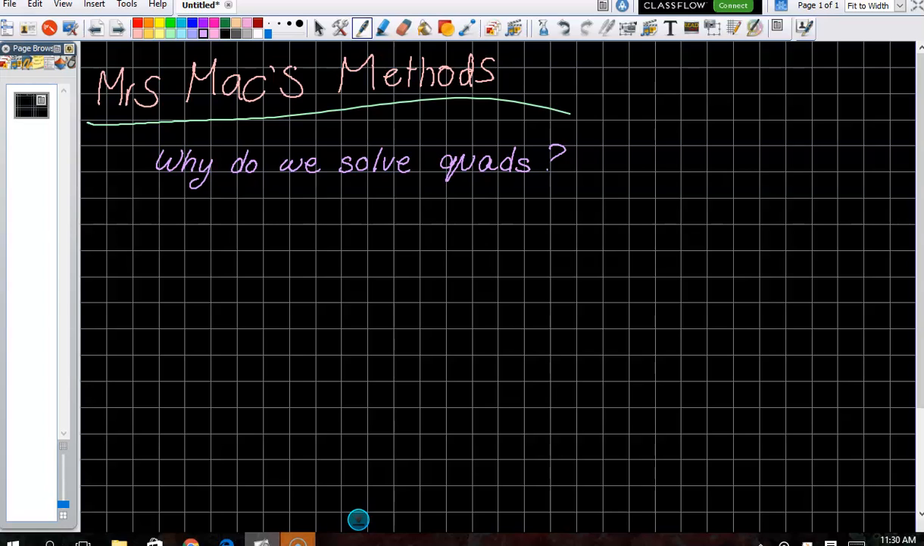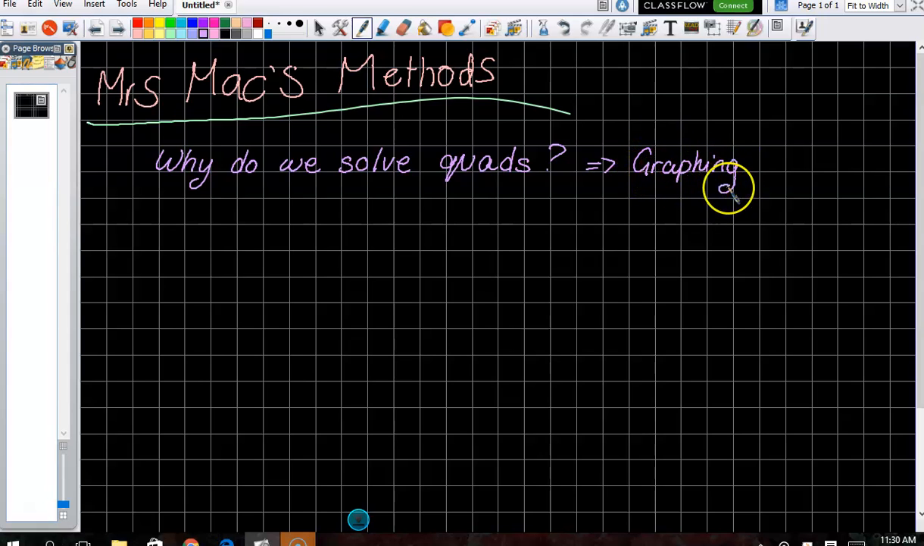All right, so solving quads. Why do we want to solve quads? We want to find x, and what does x represent? Because what we're heading towards here is we want to actually end up graphing our quadratics, right?